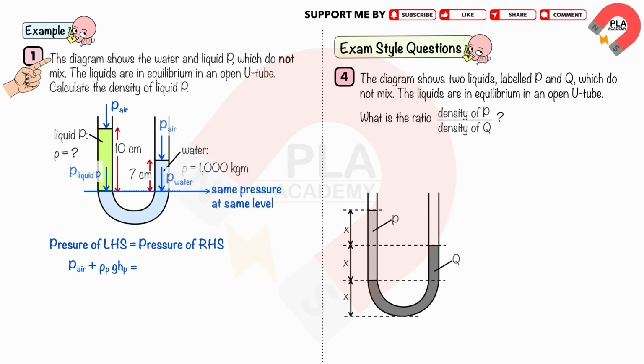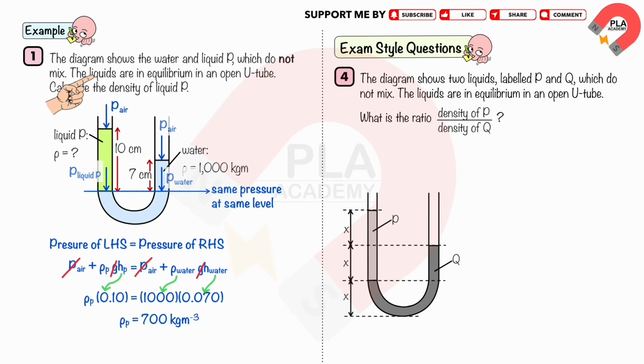So, the total pressure on the left-hand side equals the total pressure on the right-hand side. Air pressure and gravity g cancel out for both sides, like this. Substituting the depth of liquid P equals 0.01, the water density equals 1000 and the depth of water equals 0.07, like this, we solve the density of liquid P equals 700 kilograms per cubic meter.